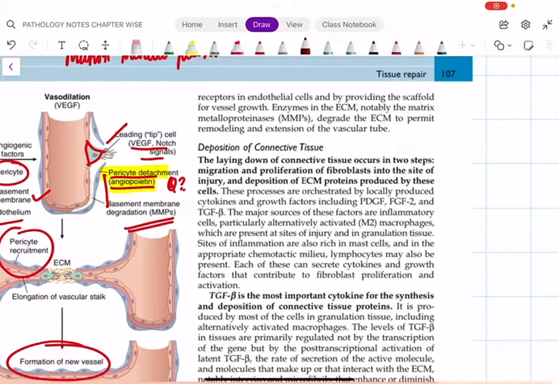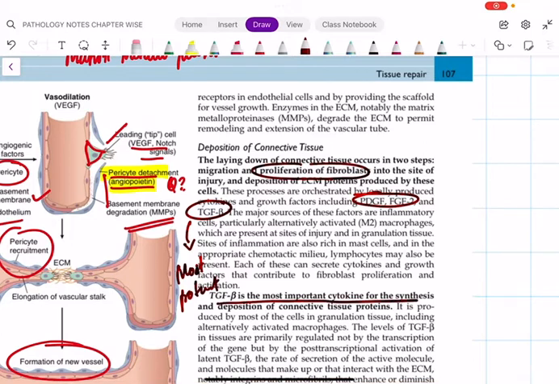The connective tissue deposition is mainly by proliferation of fibroblast. What are the growth factors here? PDGF, FGF2, and TGF-beta. Platelet derived growth factor, fibroblast growth factor. You can very easily remember. So here the proliferation of fibroblast is mainly with the help of fibroblast growth factor. And remember, the most potent factor is TGF-beta. It is the most important cytokine for the synthesis and deposition of connective tissue proteins.